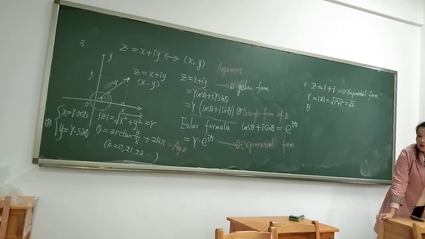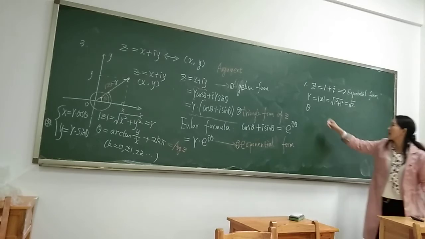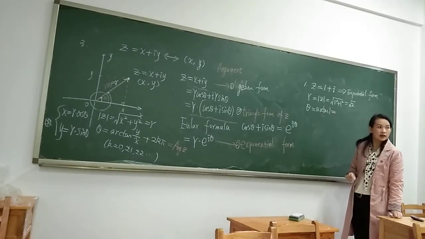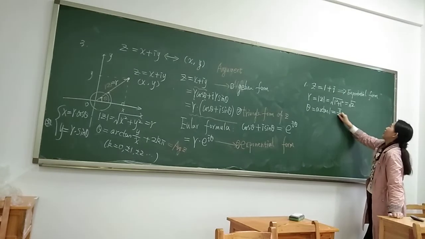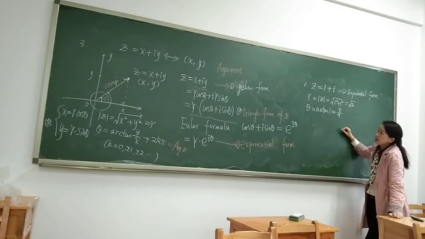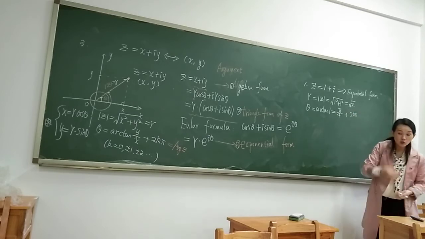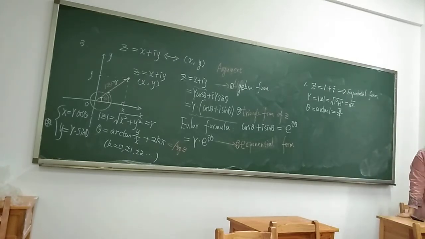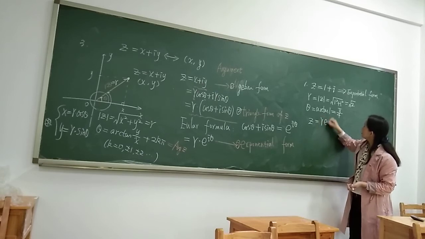So how to compute theta? Theta equals arctan 1. Arctan 1 is equal to 45 degrees, pi over 4. So you can write pi over 4. You can also write pi over 4 plus 2k pi, but we only need one. So you write pi over 4. Understand it? So z you can write as r e^(i theta).